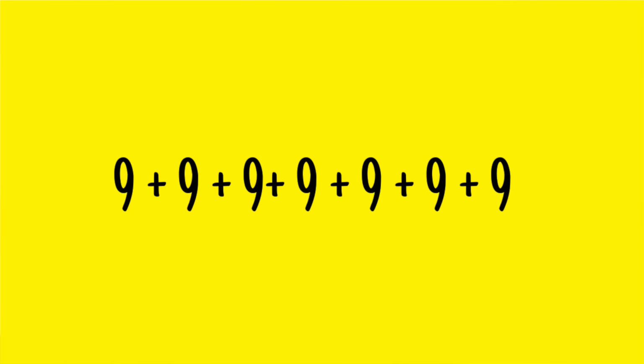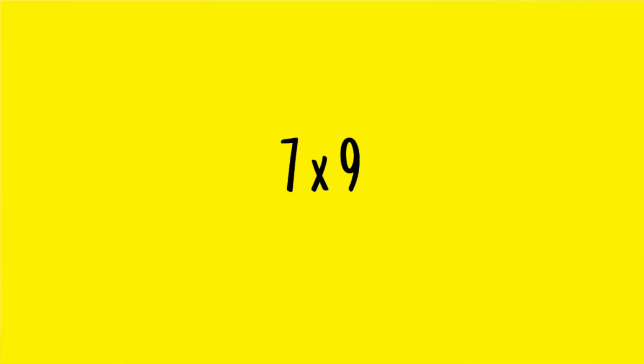Let's switch around. Let's say you're dealing with 7 nines. So how would you write this multiplication problem? You would write it as 7 times 9 because you see 9 appearing here 7 times. No matter how you switch the multiplication problem in this case, you will end up with the same answer.